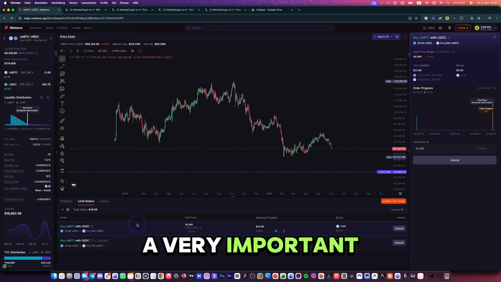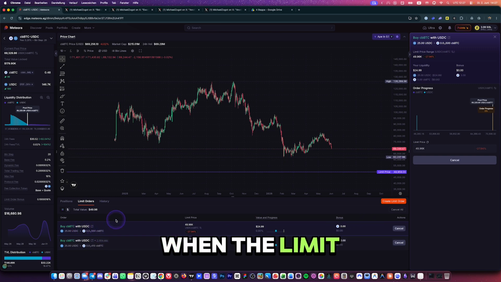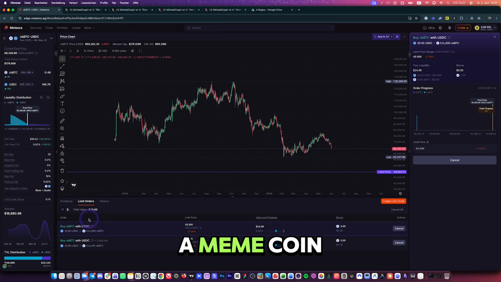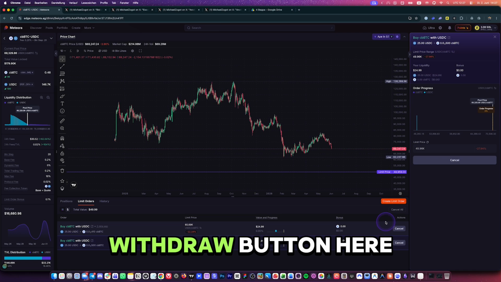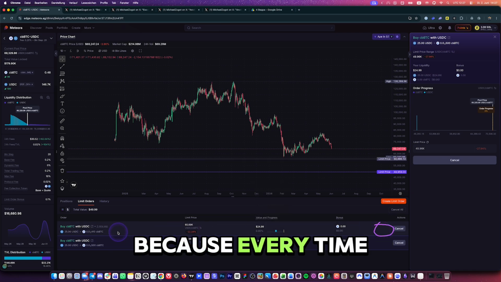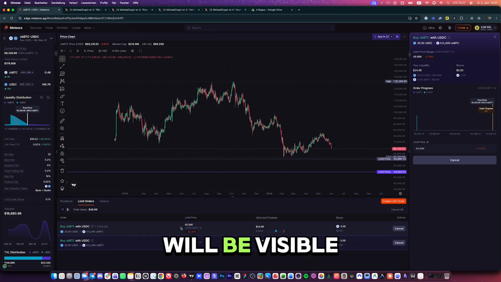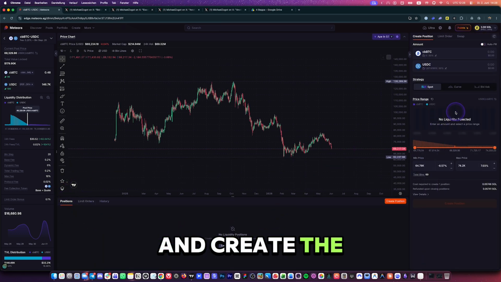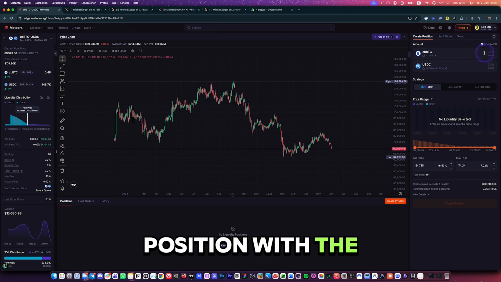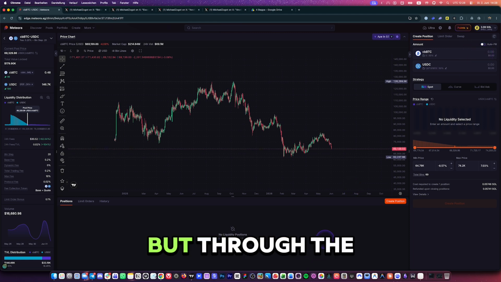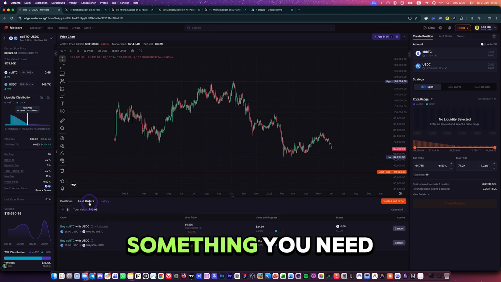A very important point here: when the limit order gets executed and you, for example, want to use it to LP a meme coin, you will have a claim or withdraw button here, because every time the order gets executed, it doesn't automatically become visible in your wallet. So you need to withdraw the tokens to your wallet and then go and create the actual position with the tokens you just bought through the limit order. So this is something you need to be aware of.